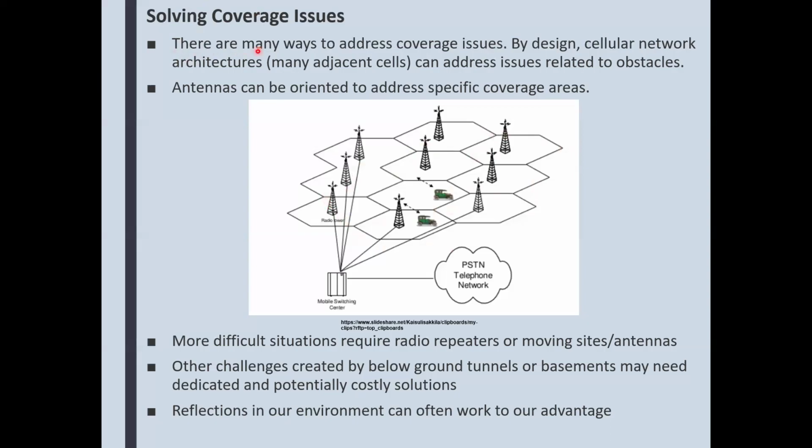All right. There are many ways to address the coverage issue. By design, cellular network architectures with many adjacent cells can address issues related to obstacles. Antennas can be oriented to address specific coverage areas, the orientation of the antennas. More difficult situations require radio repeaters or moving antennas. I'll leave that with you.